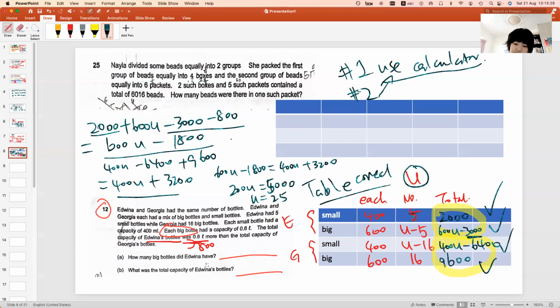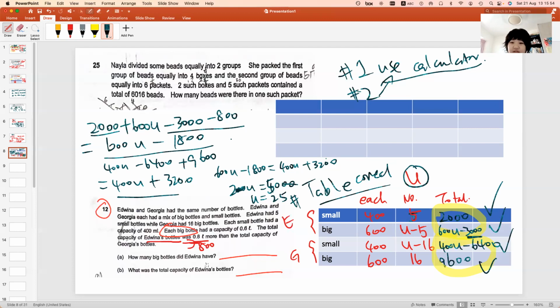My answer is 20. 20 is wrong. Okay, should be 25. But anyway, I already showed you all the steps, how I got 25. No, because my answer is 20, Joe. Your answer is 20, yes. Yeah, so 20 plus 5 is 25. What do you mean by 20 plus 5 is 5?